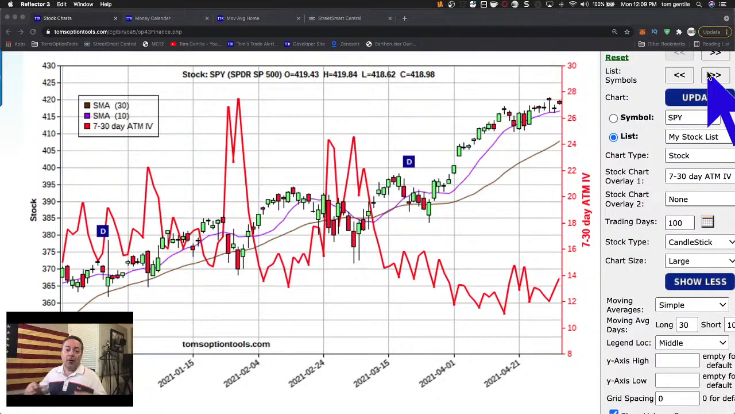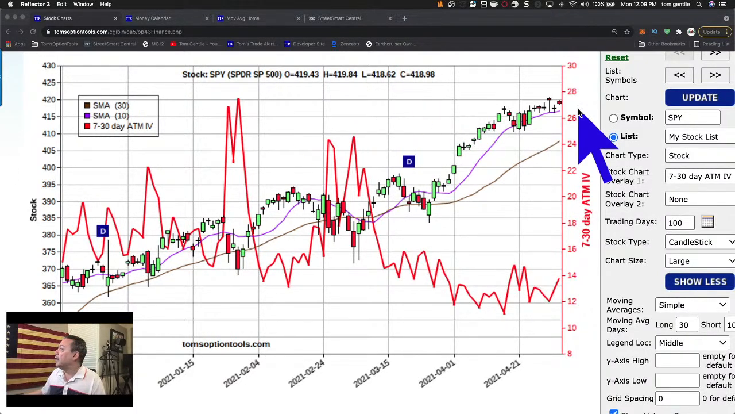Let's see what the rest of the market is doing. I like to look at an overview of the market and see what that overview is telling me right now. Okay, so that overview is really telling me that so far the stock market wants to go higher.